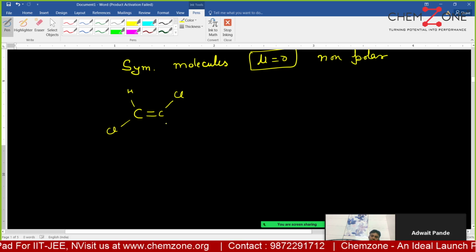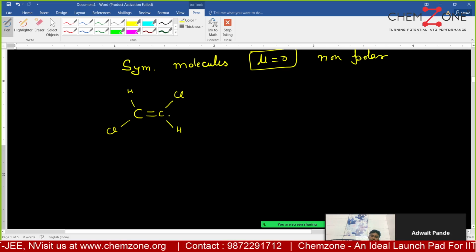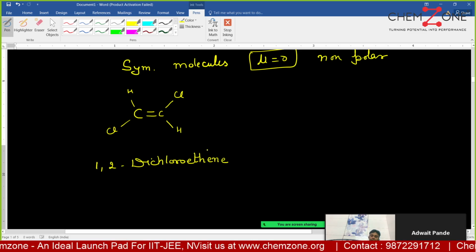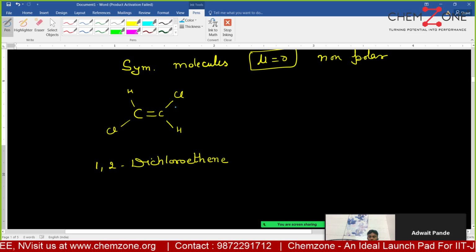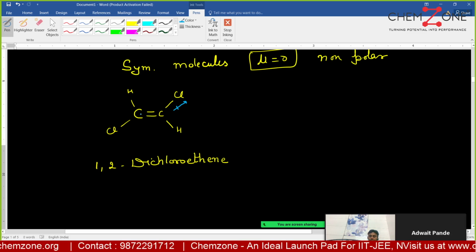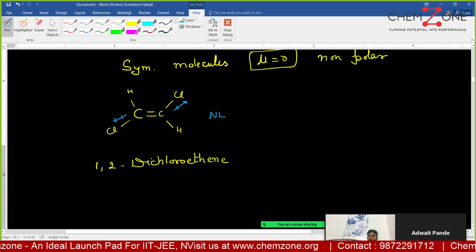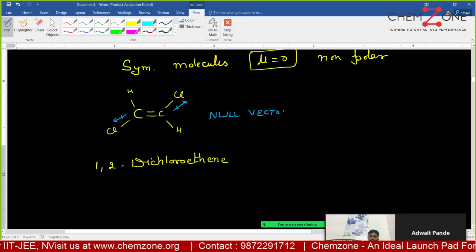I have a molecule, 1,2-dichloroethene. The chlorine is more electronegative than carbon, so dipole moment will be towards chlorine. Here dipole moment will be towards chlorine. Again you can see null vector operating over here. Again the dipole moment will be equal to 0.